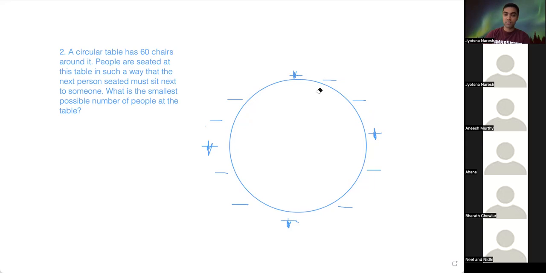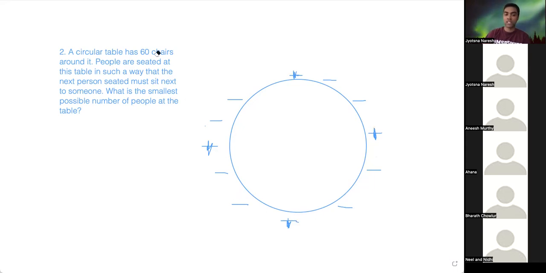seats. So whenever I seat one person, I can have at most 2 gaps next to them before I have to put the next person. If I put more than 2 gaps, then this property won't be satisfied. So this helps us see that this is the best we can do. We put one person, we put 2 empty seats next to them. We put a person, 2 empty seats next to them, and so on.